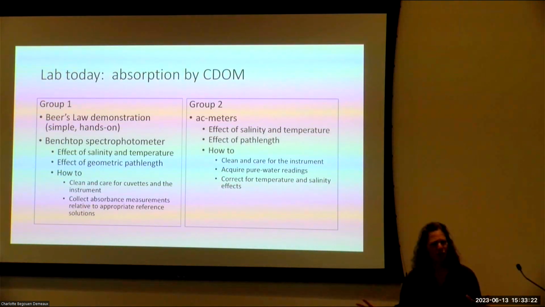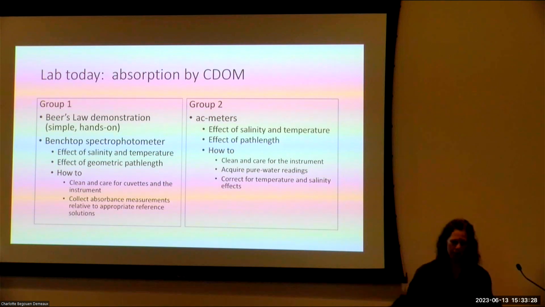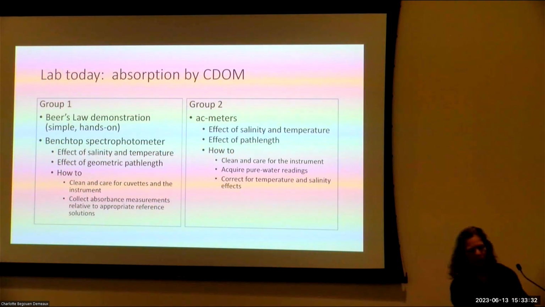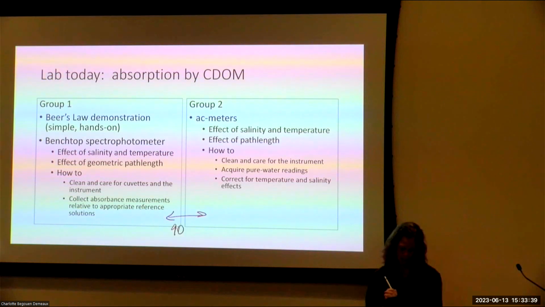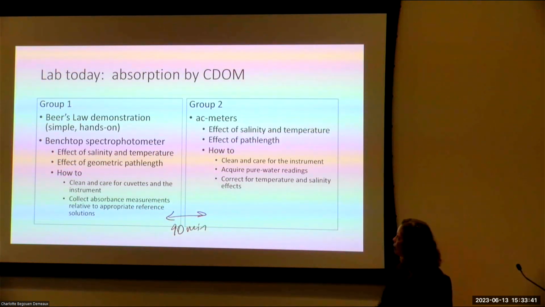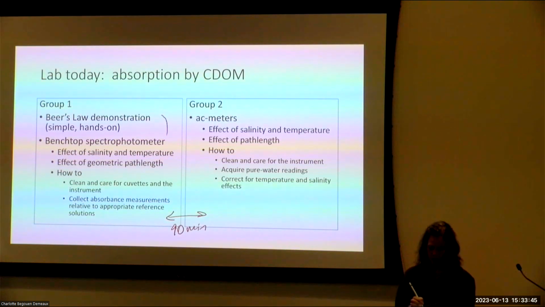Is somebody going to give an overview of this later? I don't want to replicate. Okay. So you're going to split initially into 2 groups, and you'll spend half the time in each group and then swap. So I guess it's an hour and a half, 90 minutes each. So 90 minutes in each of these, and then you'll switch. So group 1 is going to spend half their time doing a simple Beer's law determination. So this is the 45 minutes, and then switch here.